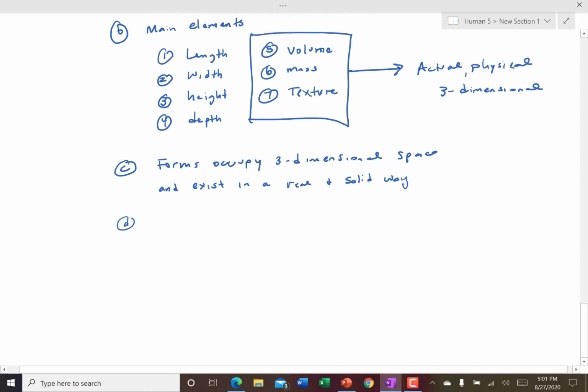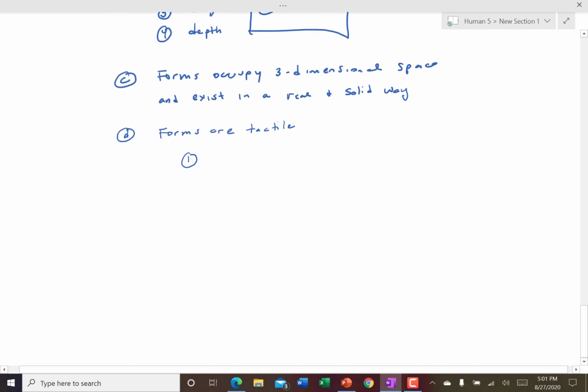One of the key aspects of forms that makes them so different is that forms are tactile. And what does that mean? It means that we can feel them, so we can touch them. You can't always if they're in a museum, but if it was free to do, or if you were creating it, right? It's something you can physically touch. It has texture because of that, because they're actual objects that exist in real space.